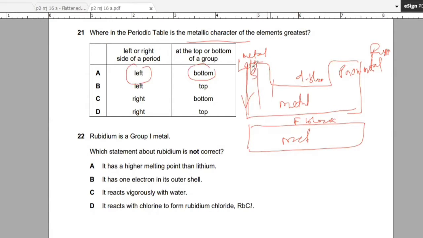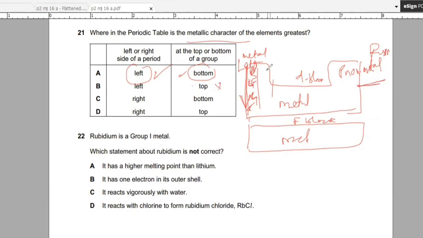Okay, so here we will get hydrogen, lithium, sodium, potassium, rubidium, cesium, like that. So when you go down the group, the metallic nature will increase. Okay, that means it will be the left and bottom part. So right is actually non-metal. So that is why it will be wrong.